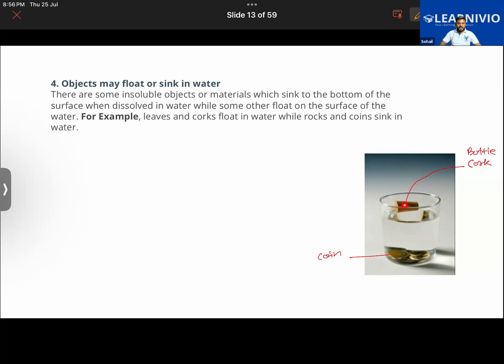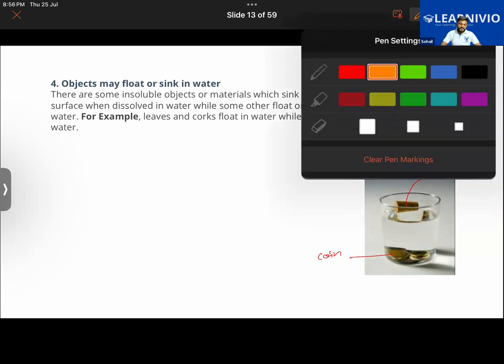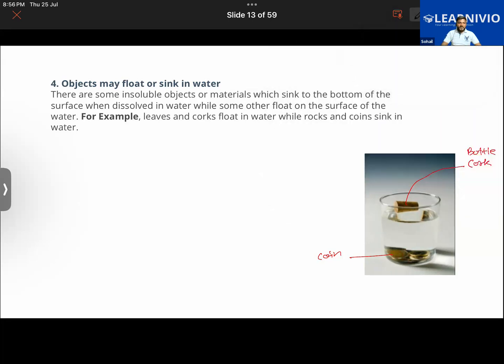Leaves will also float. Then furthermore, talking about this coin, the coin will be sinking because it is having higher density as compared to the water. Oil will also float because it is having a lower density.